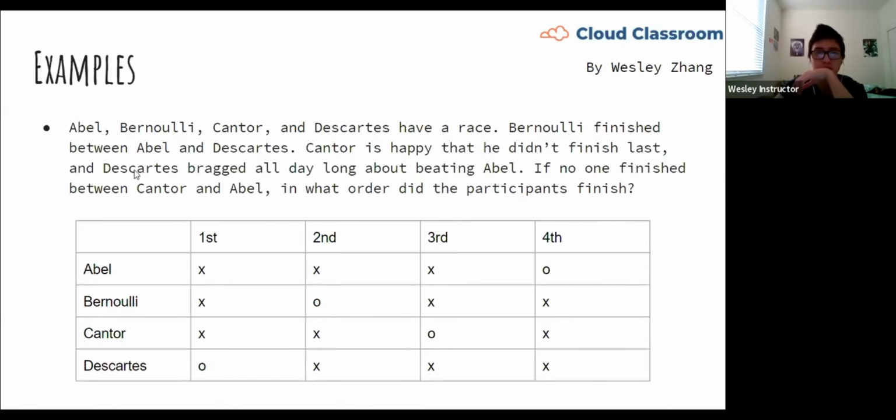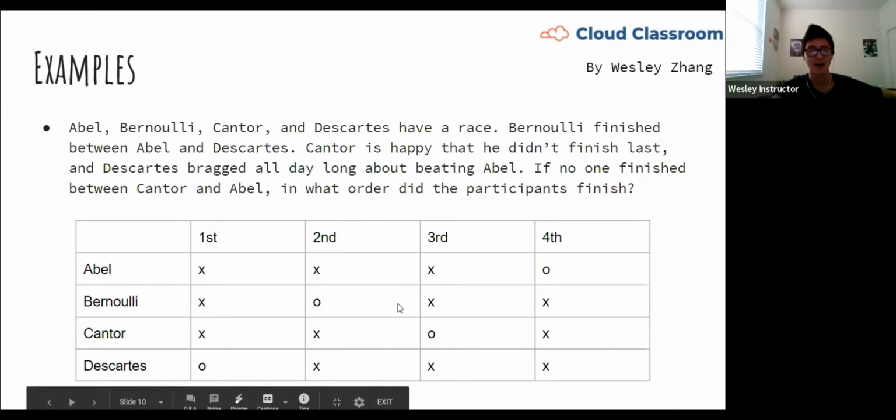And Bernoulli finished between Abel and Descartes. If he finished between these two, that means he beat one of them. So he didn't finish last. That means, well, Abel was last. Because Descartes beat someone, Cantor beat someone, Bernoulli beat someone, that means Abel is last place. Yeah, because he's not able, haha.